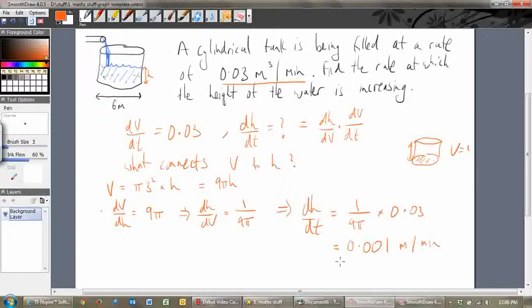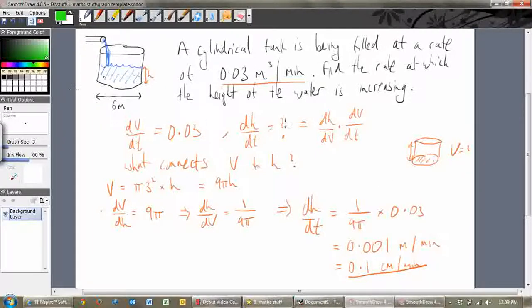If you want to change that to centimeters, or seconds or something like that, you could, if you wanted to. It depends what the question wanted. So meters per minute, it would be 0.1 centimeters per minute, or 1 millimeter per minute. So that's your answer there. That's how much the height is increasing.